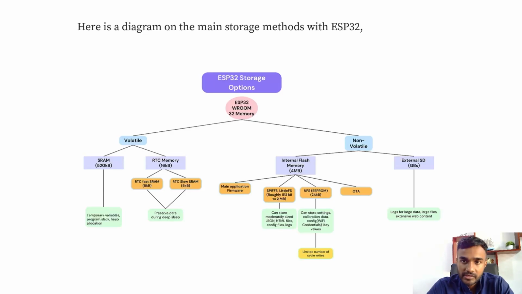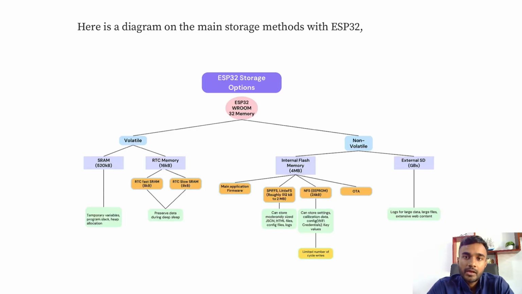And NVS, which is also used like EEPROM, has 24 KB of space, and it can be used to save some Wi-Fi credentials and important configuration files which do not change much. There's a limit there: it can only be written up to 10,000 times. So there's a limitation there.